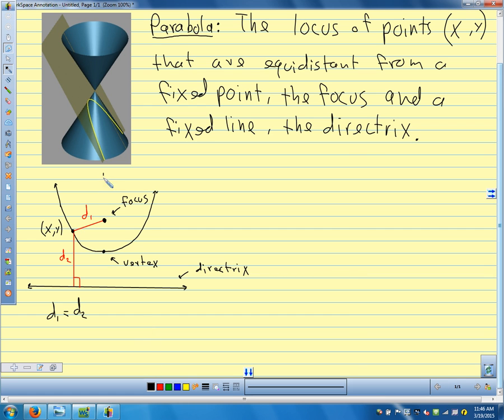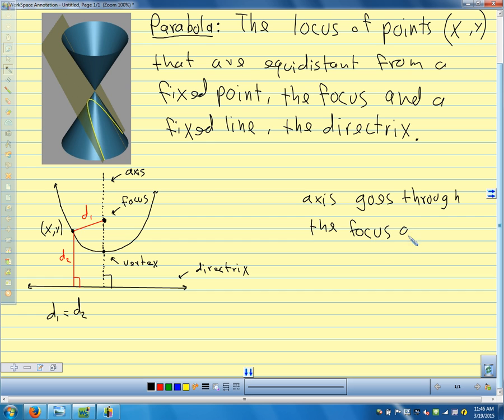And I'm going to draw one more thing here. I'm going to draw the axis of our parabola. And we'll talk about the axis being vertical or horizontal. And the axis of our parabola goes through the focus and the vertex. And it is perpendicular to the directrix.